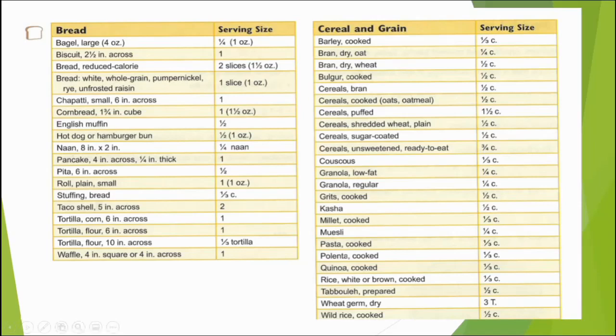See, different types of cereals have different serving sizes. So always make sure you check the box or check the book for your serving size. Grits is a half a cup, rice and pasta is 1/3 cup.